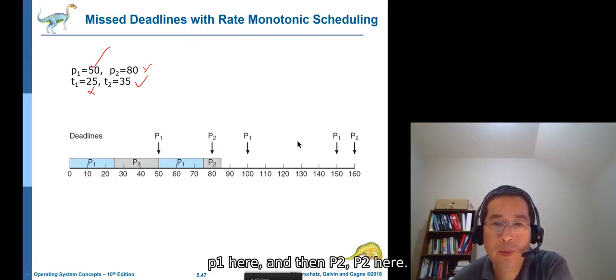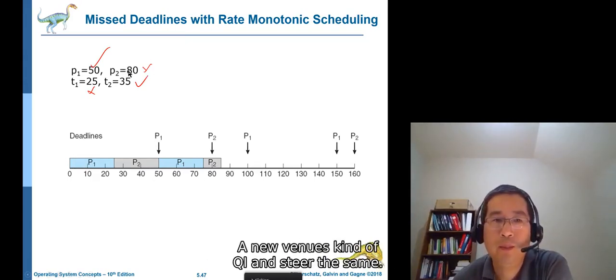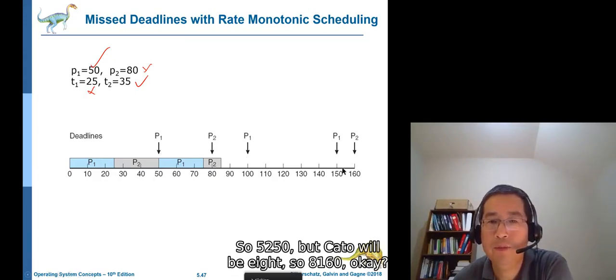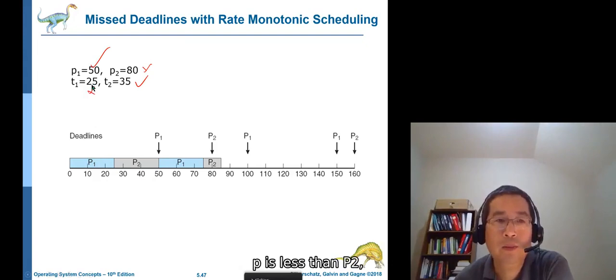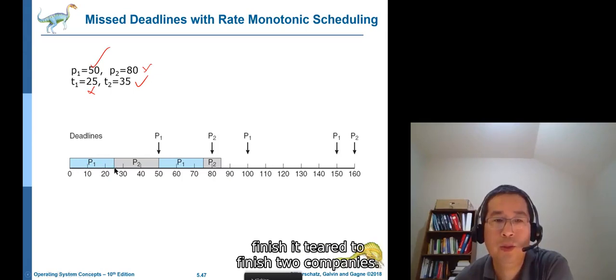Same as before, you put P1, P1, P1 here, and then P2, P2 here. But you need to care about the new values. P1 is still the same, so 50, 100, 150. But P2 will be 80, so 80, 160. And then for here, P1 is still less than P2, so P1 has a higher priority. Within the first period of P1, there are only 2 jobs, so P1 is high priority. Always, while high priority, you finish it till completion.